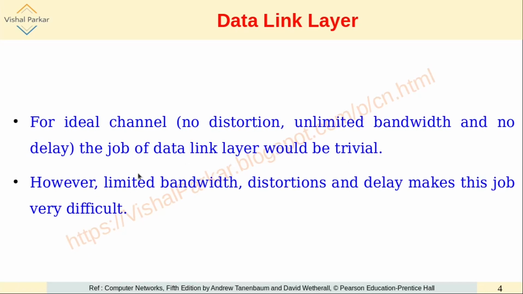So if you see the practical situation, the bandwidth is limited. Most of the times the bandwidth is limited. It's not always unlimited. There are distortions and there may be delays. So these are the practical problems in communication systems, and that's why the data link layer is more and more important. So the job actually becomes very difficult when the error rates are more and there are more delays. So we'll see in detail.